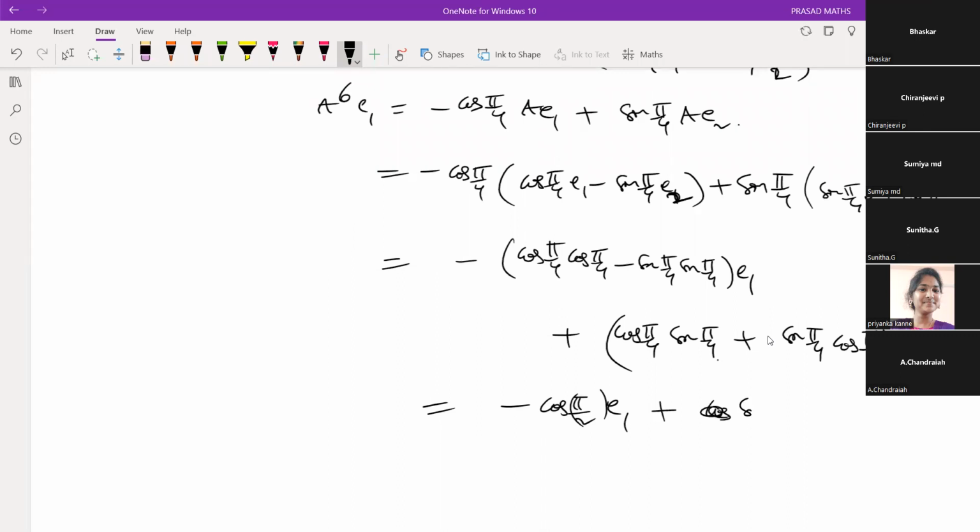So sin of pi by 4 minus pi by 4 plus pi by 4 e^2. So this is nothing but what you're going to get? This is e^2 only, because sin pi by 2 is 1, this is 0. So A power 6 of e^1 cannot be even. So this is not my answer.